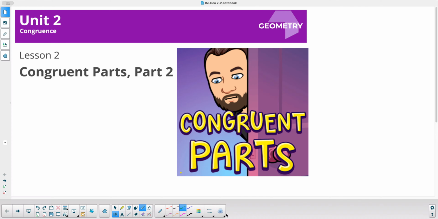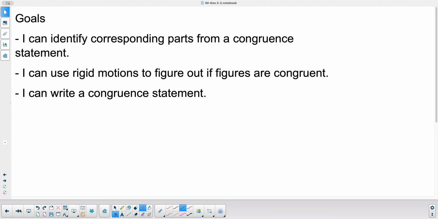Illustrative Math, Geometry, Unit 2, Lesson 2 is called Congruent Parts, Part 2. All right, our goals today are: I can identify corresponding parts from a congruence statement. I can use rigid motions to figure out if figures are congruent, and I can write a congruence statement. So these are the same goals that we did in the last lesson, if you were with me on that one.